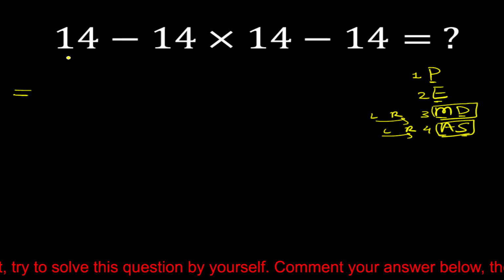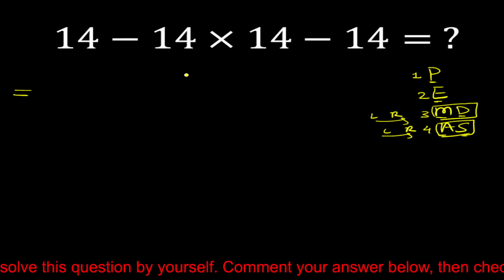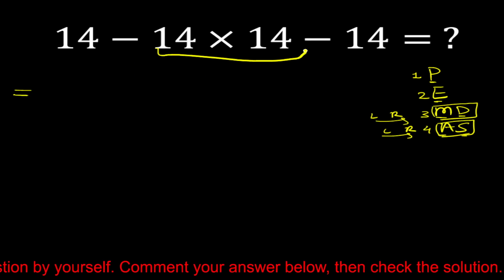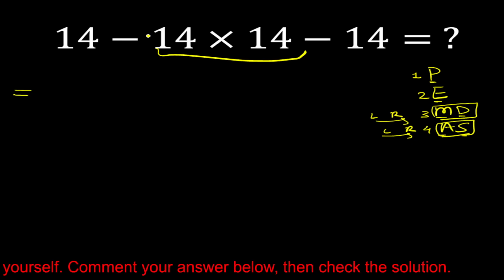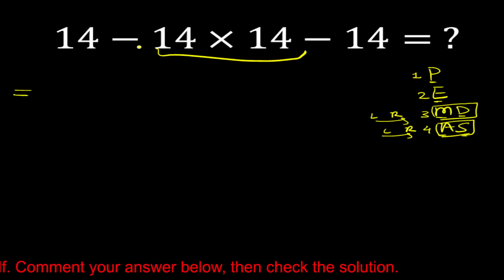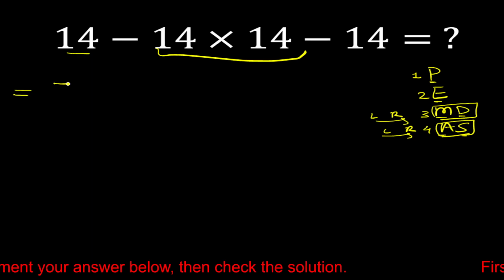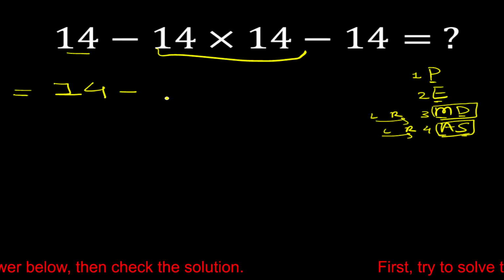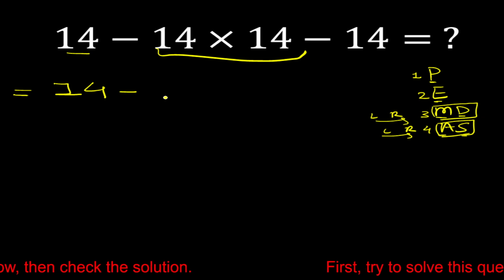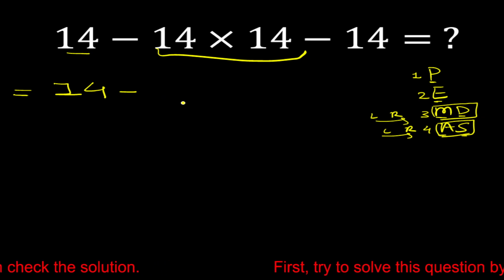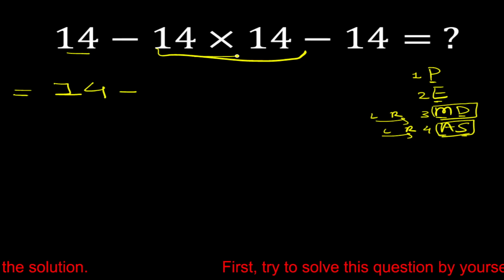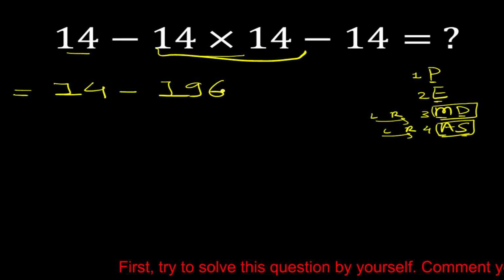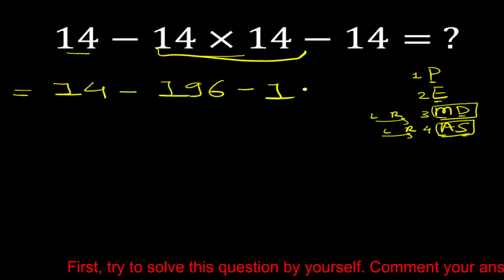So here the first priority is multiplication. So first we have to solve this multiplication, okay? So it is equal to 14 minus, now multiply 14, okay? So 14 multiply 14 is equal to 196 minus 14.